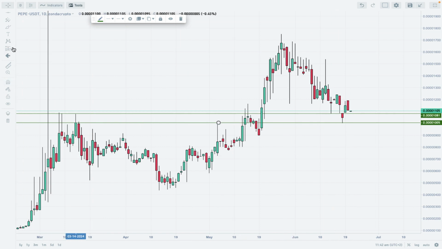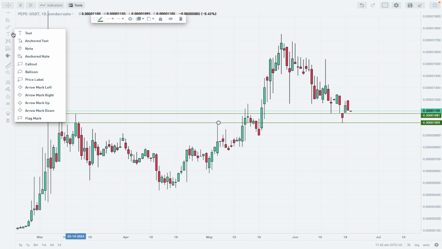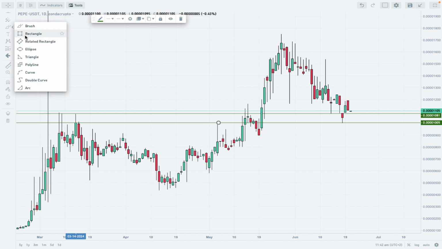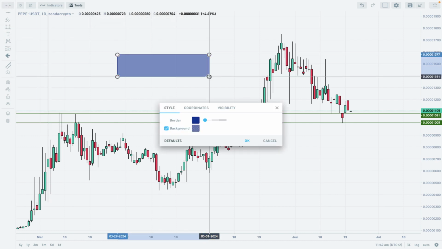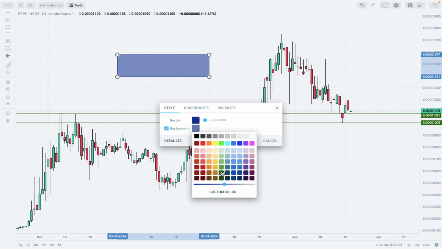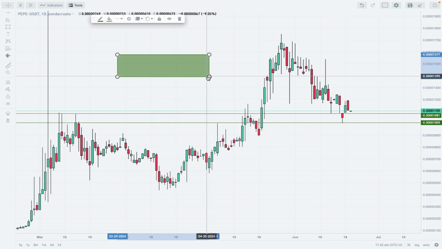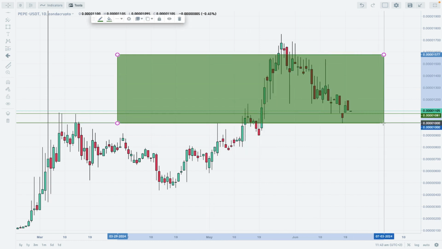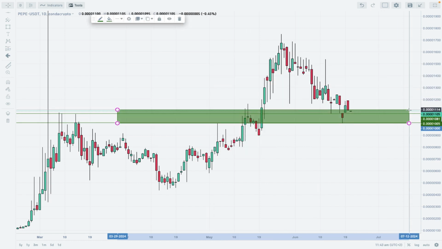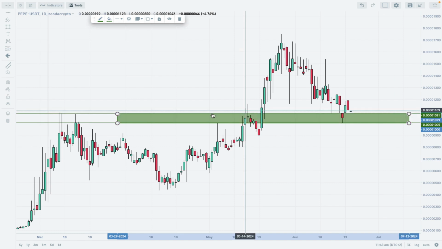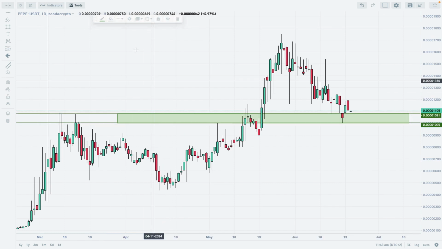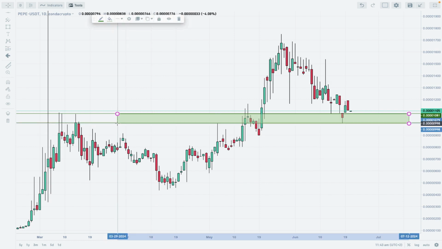Let me just add, let's say, some sort of rectangle, a green rectangle, so we can see that demand zone. The demand zone is needed for us to be sure where it is and how it was created. So that's the zone here. Maybe I will just change this color to a little bit lighter. There you go. And of course it's been done because of these candles here.